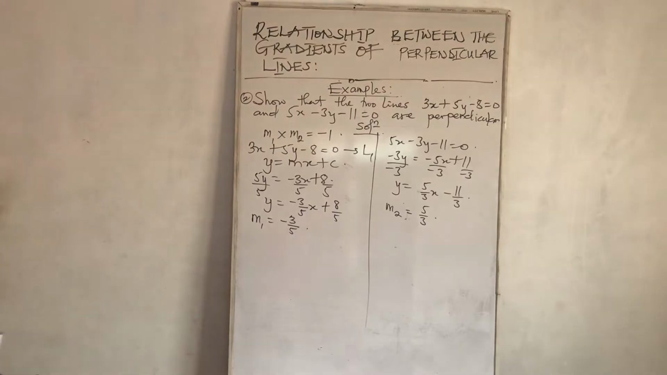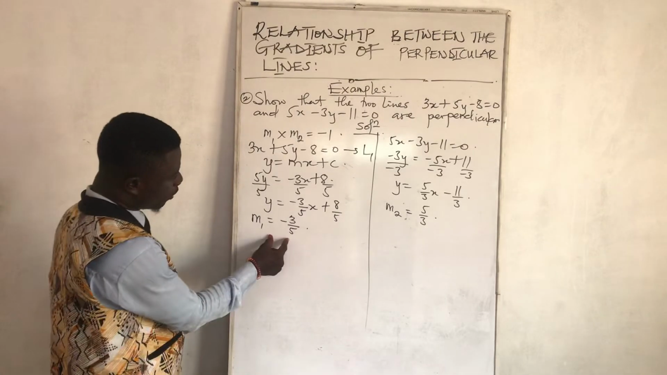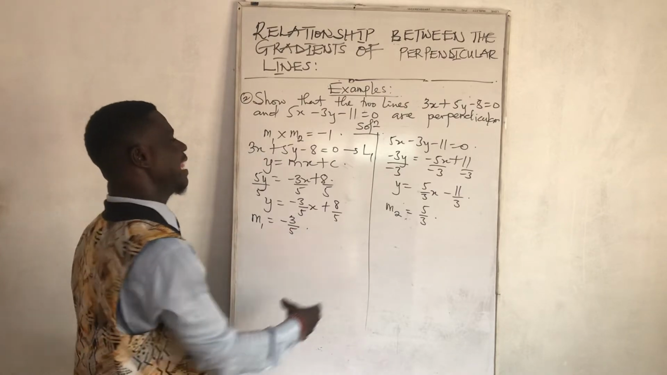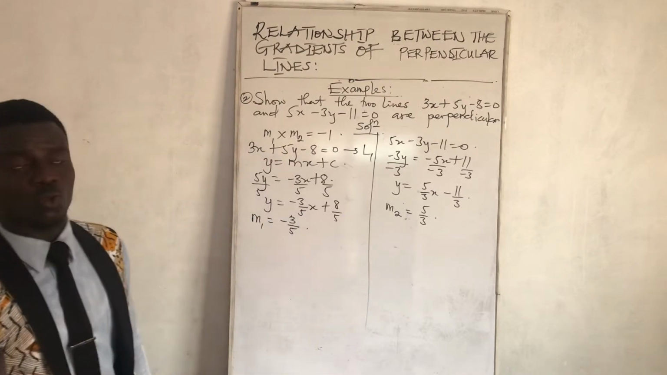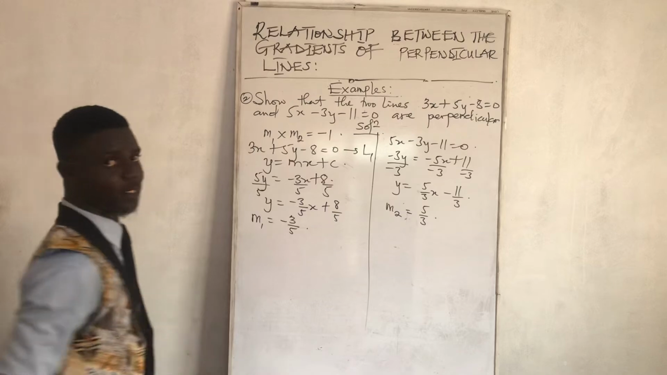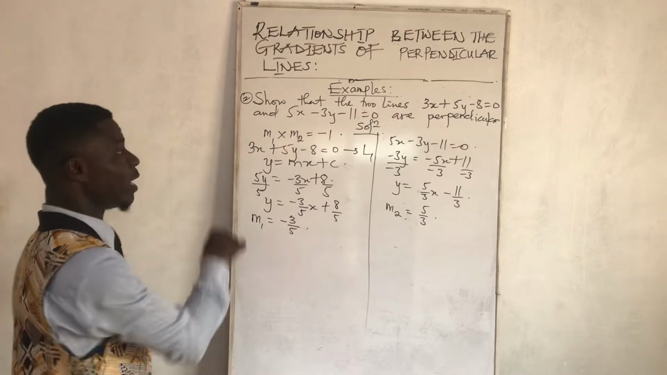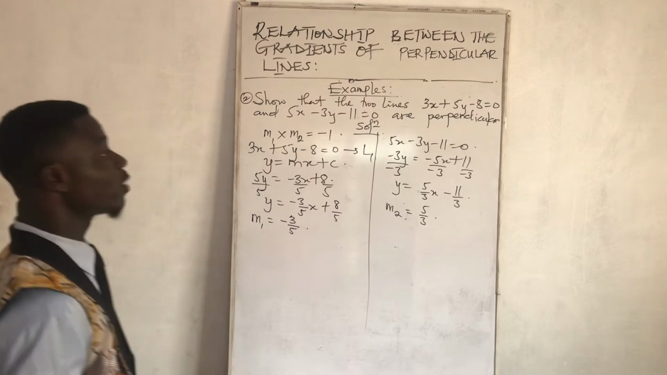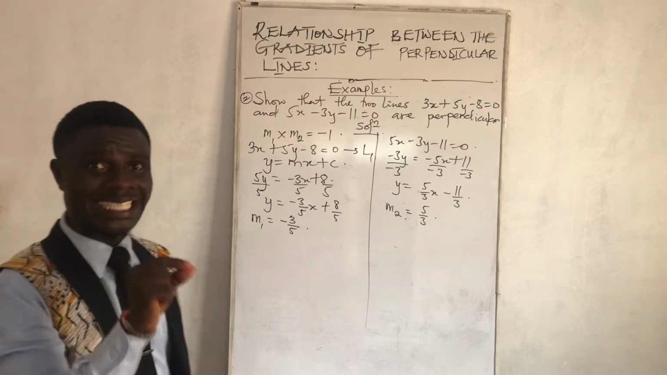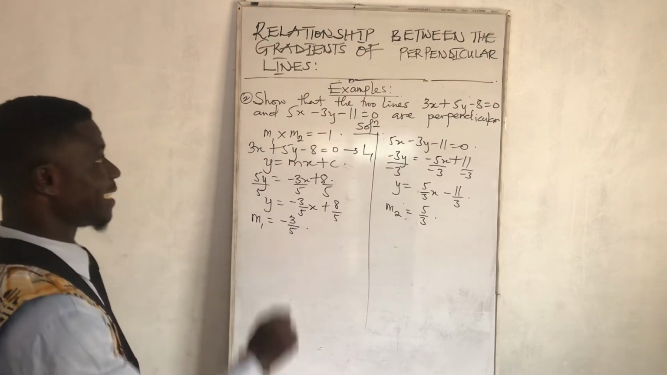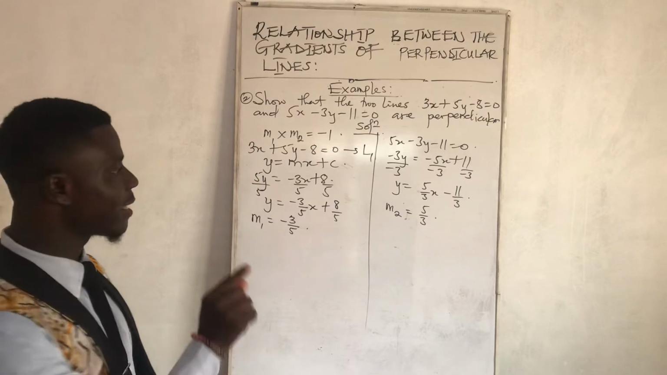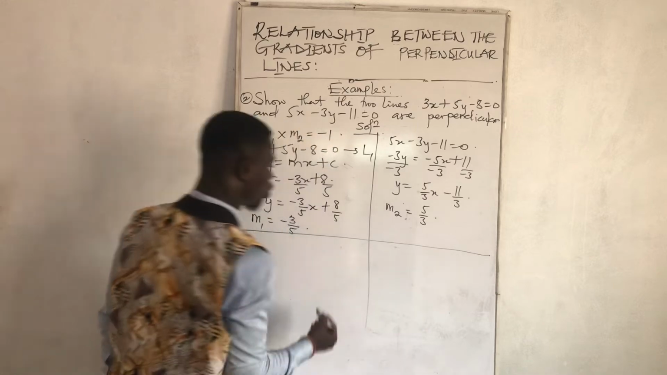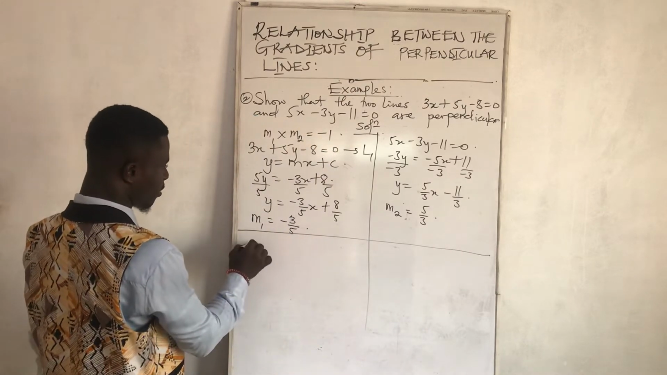Right. So now let's see. We have m1, which is -3/5, and m2, which is +5/3. Let's multiply their two gradients and see whether we get -1. If we get -1, then that means the two lines are perpendicular. If we don't get -1, then the two lines are not perpendicular. So if you want to check, do further checks here.